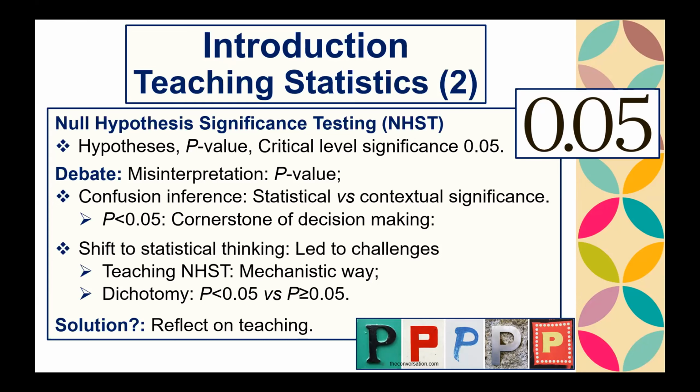And I can't help but think that some of this shift to statistical thinking and real world application has led to some of these challenges that we're now experiencing. In particular, I think the teaching around hypothesis testing, which I often see in textbooks, is a very mechanistic approach. It's like a recipe. You collect your data, you do your test. Is the p-value less than 0.05, yes or no? And then you make your decisions based on that.